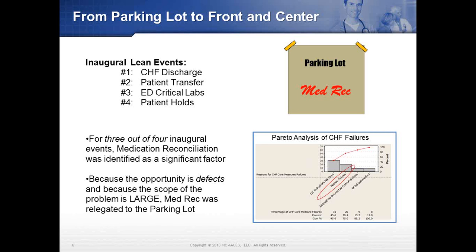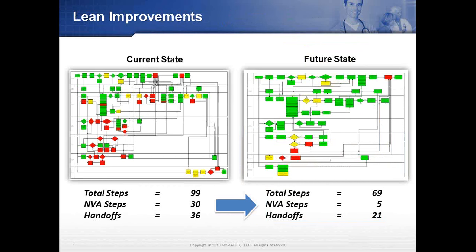So the hospital recognized they had to do something about it right away. Now here's what the lean improvements look like. This is the CHF discharge process that I talked about a moment ago. The current state of the process, the one on the left, is the way that process was on the first day of the lean event.